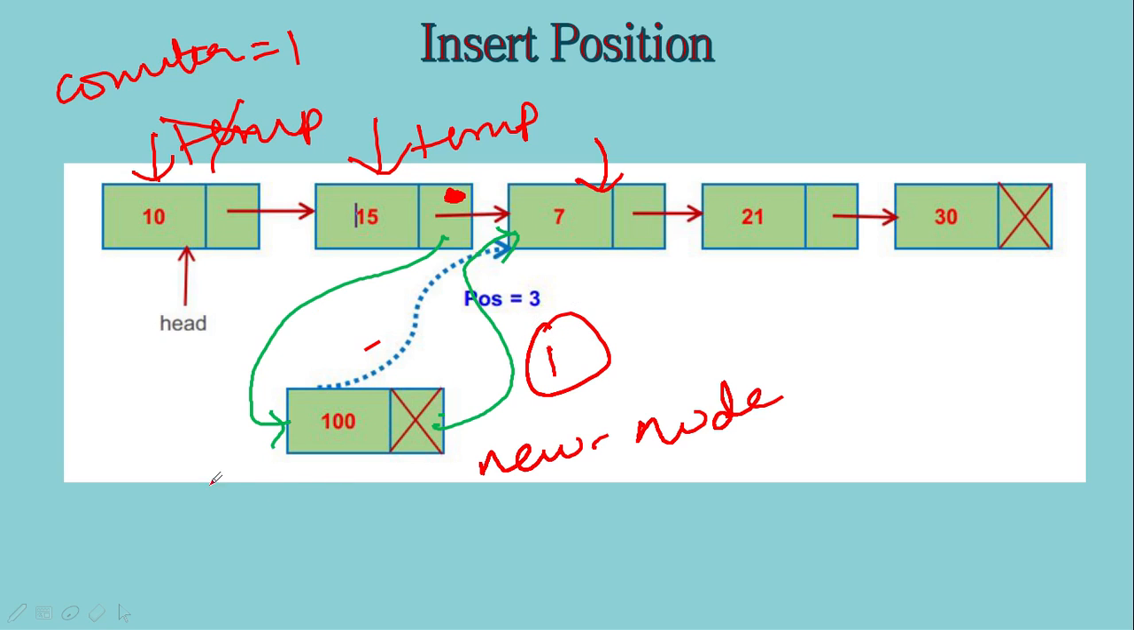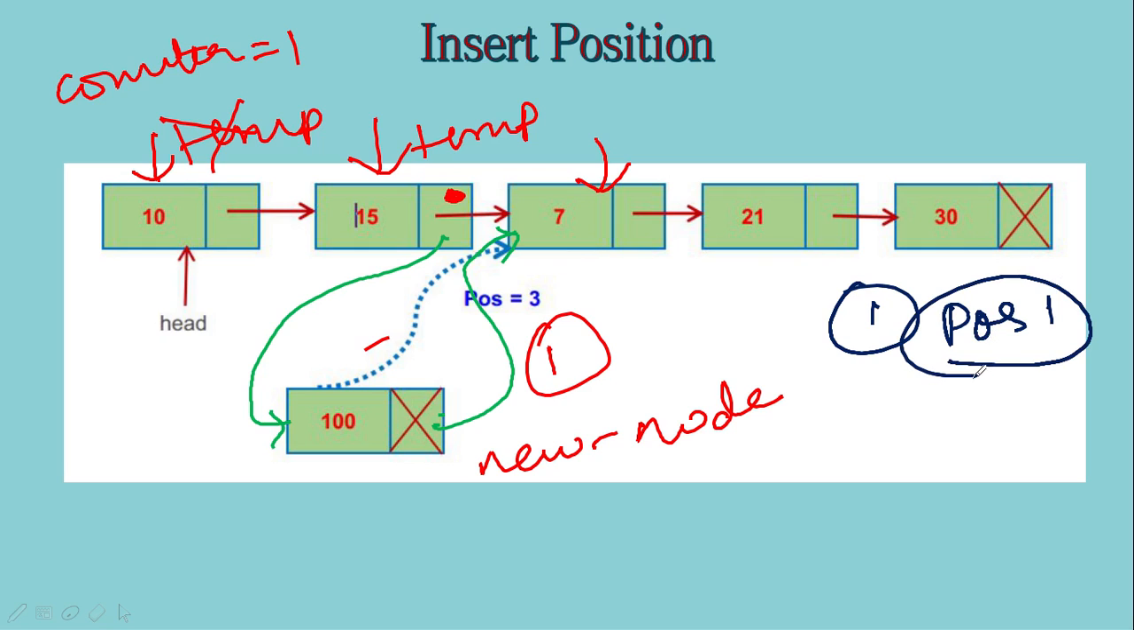Fine, everything is good. Let us discuss the corner cases and what else we have to take care of. The first corner case is when the position is 1. What is the difference when the position is 1? It means the new node will be the first node in the linked list, and head should be pointing to that. So better to call insert at beginning whenever your position is equal to 1.